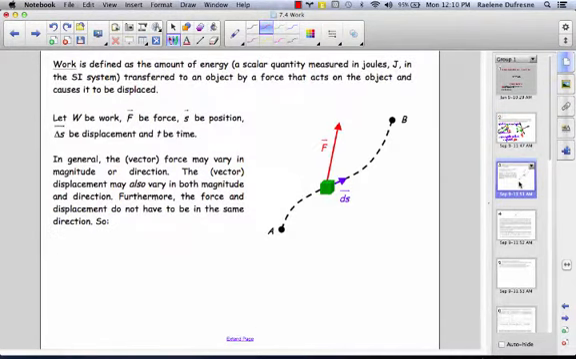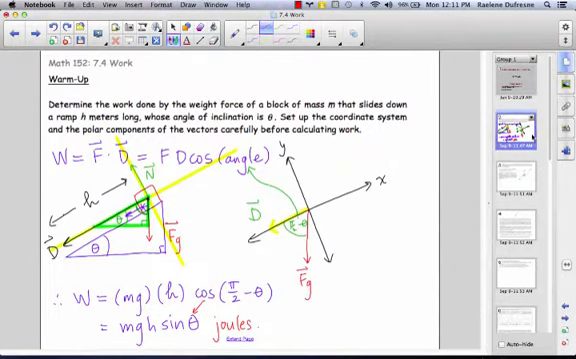Well, in general, we can define work as the amount of energy, which is a scalar quantity measured in joules in the SI system, which is transferred to an object by a force that acts on the object and causes it to be displaced. In the case of the normal force in the previous example, the normal force was perpendicular to the displacement. And so if we had put the 90 degrees for the angle between the displacement and the normal force, we would have gotten that cosine of 90 degrees is 0, and as a result, the normal force did no work on the block.